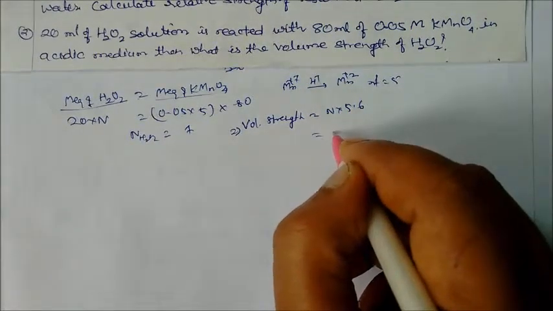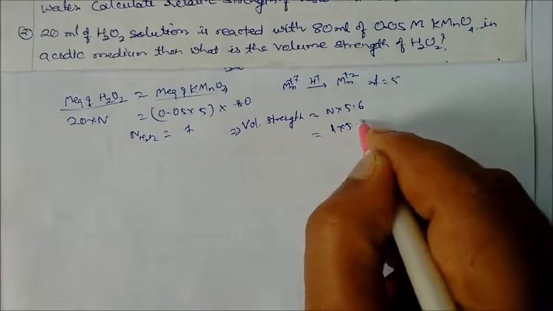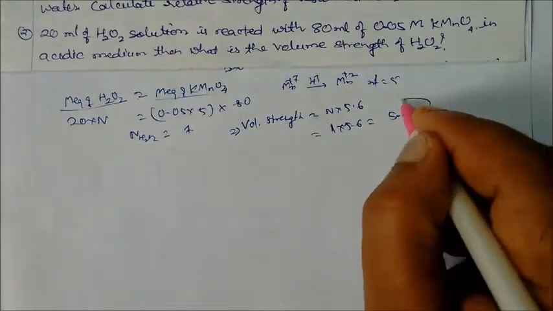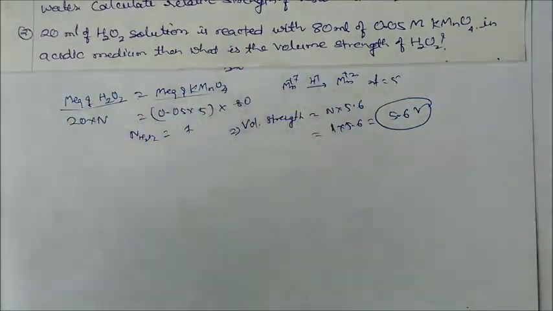So normality is given here, 1 by 5.6, it will be equal to 5.6 volume strength. So this is the volume strength of this H2O2 solution.